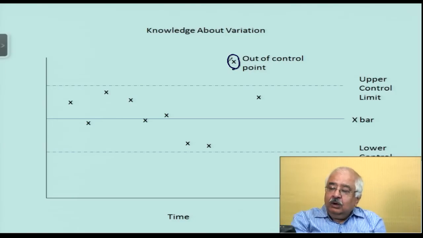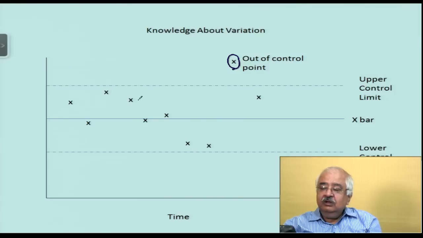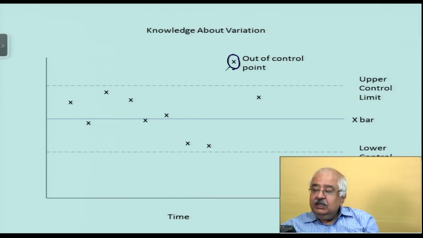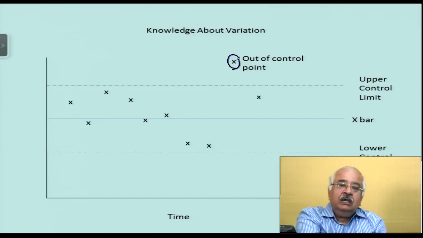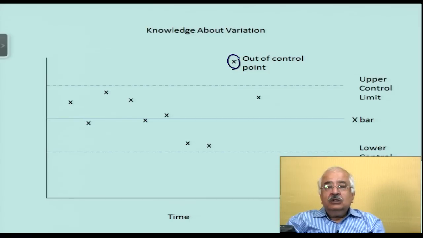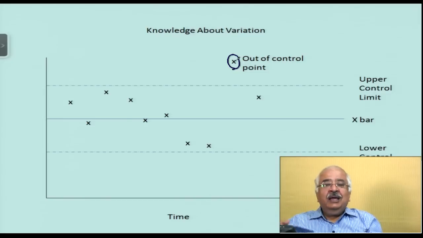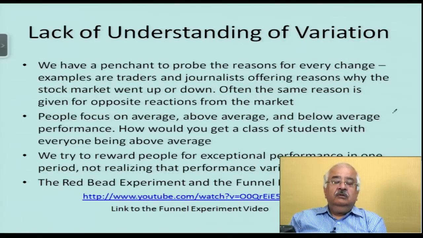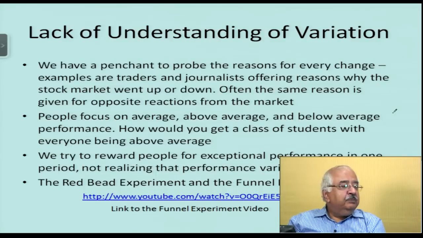Unlike all of these points whose variation we really cannot and should not try to describe, this particular variation, which is due to the out of control point, requires investigation, and if there is a problem, that problem needs to be taken care of so that this system comes back into statistical control.